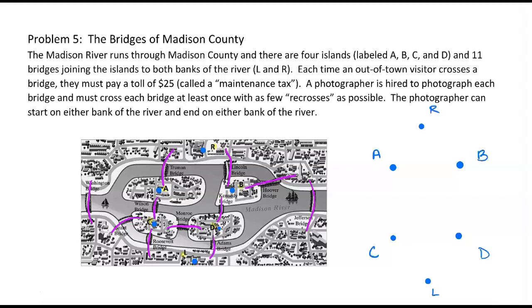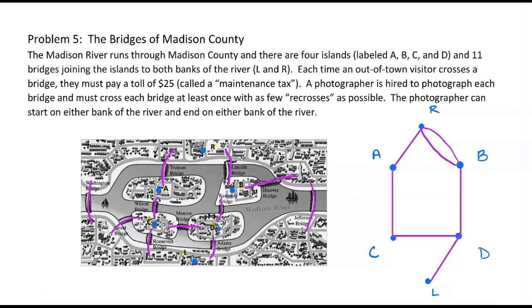Let's start with Island A and draw in the edges to represent the bridges from Island A to other pieces of land. There's a bridge from Island A to the right side of the river, and a bridge from Island A to Island C. Moving on to Island B, there are 3 bridges. Notice that one of the bridges goes to Island D, while 2 of the bridges go to the right side of the river. Going on to Island D, we have already represented the bridge that goes from D to B, but now we need to represent the bridge from Island D to C and from D to the left side of the river.